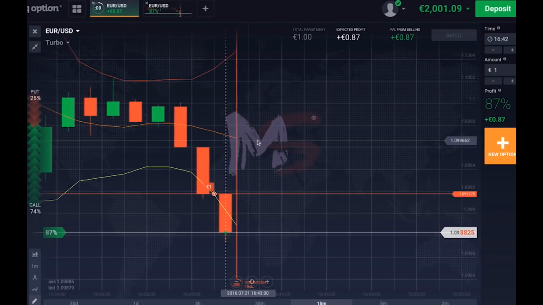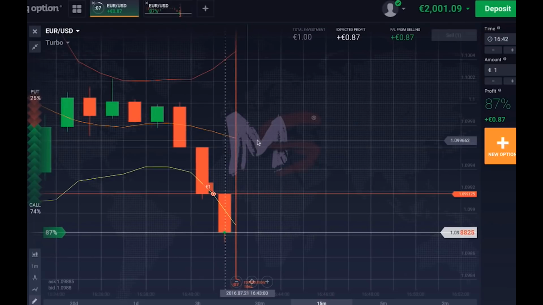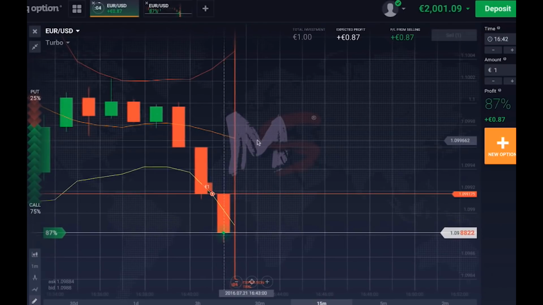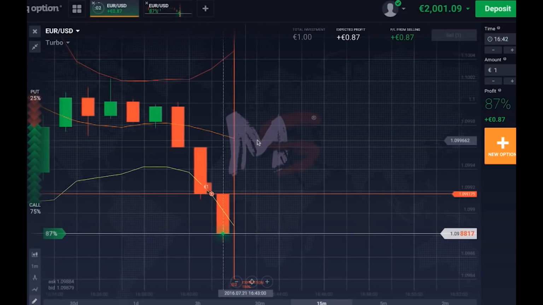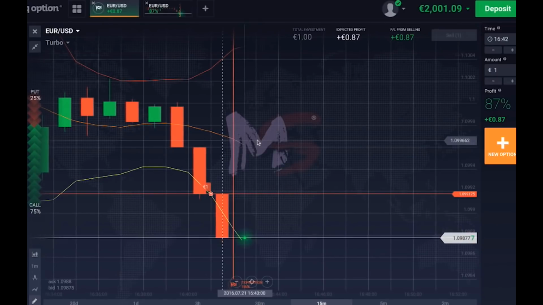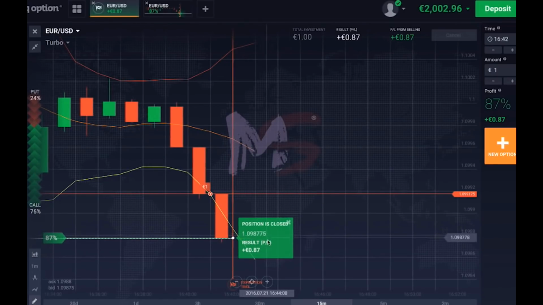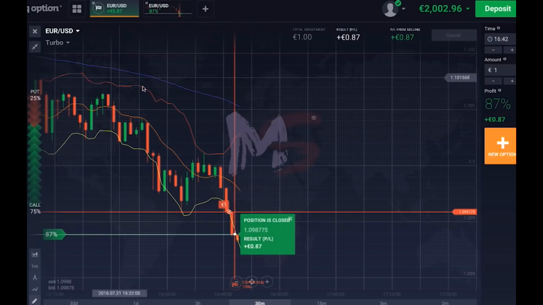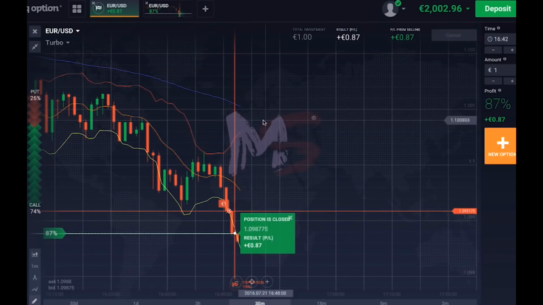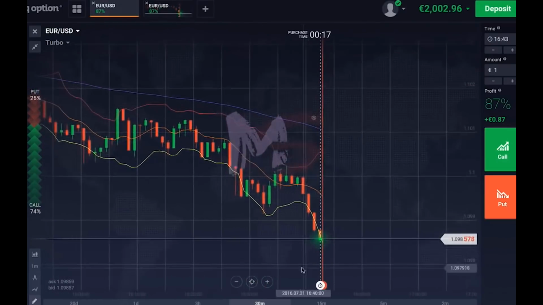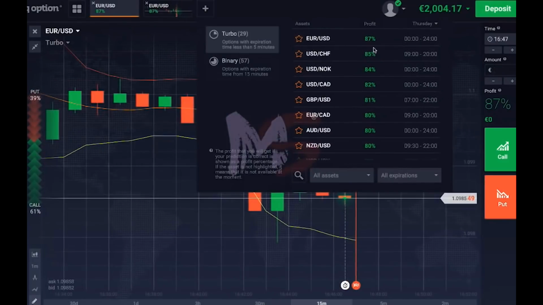10, 9, 8, 7, 6, 5, 4, 3, 2, 1. Very good. In the money at the first attempt. Now we can wait for another moment on the same asset, or search for another good moment in another asset. Let's see.